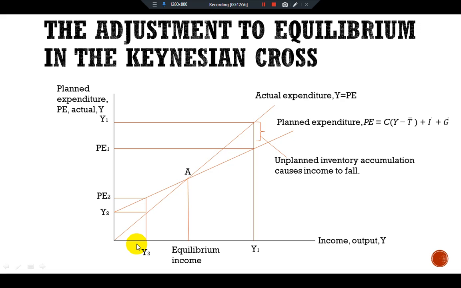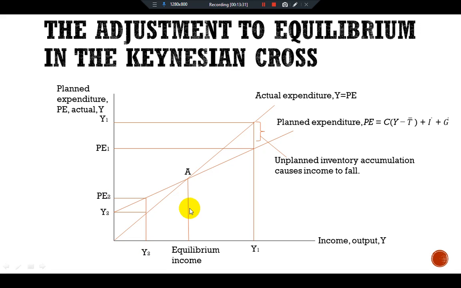Similarly, suppose that the economy is at a lower level than the equilibrium level, such as Y2 here. In this case, planned expenditure is greater than production. Firms meet the higher level of sales by drawing down their inventories, but when firms see their stocks of inventories decreasing, they hire more workers and increase production. GDP rises and the economy moves from Y2 to the equilibrium point.